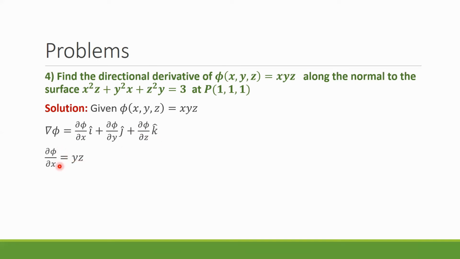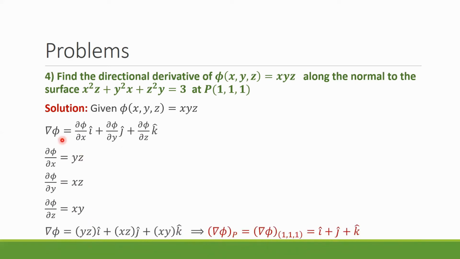So the partial derivative of phi with respect to x gives us yz. Partial derivative of phi with respect to y gives us xz. Partial derivative of phi with respect to z gives us xy. So let us substitute these values in the expression for del phi. So we get yz i plus xz j plus xy k.